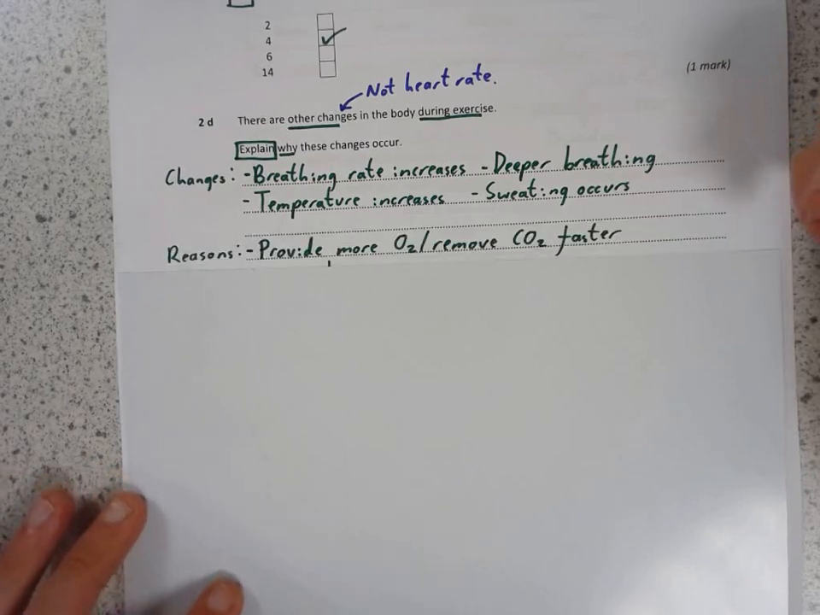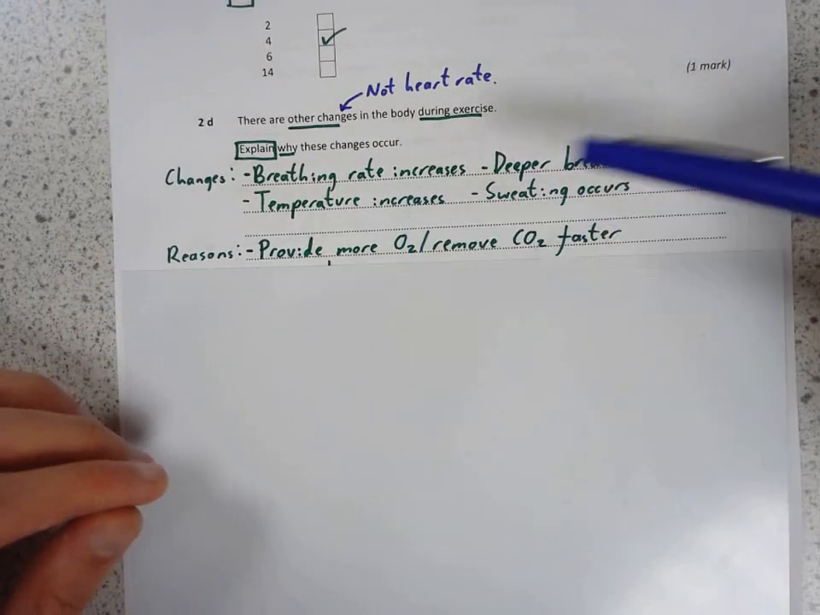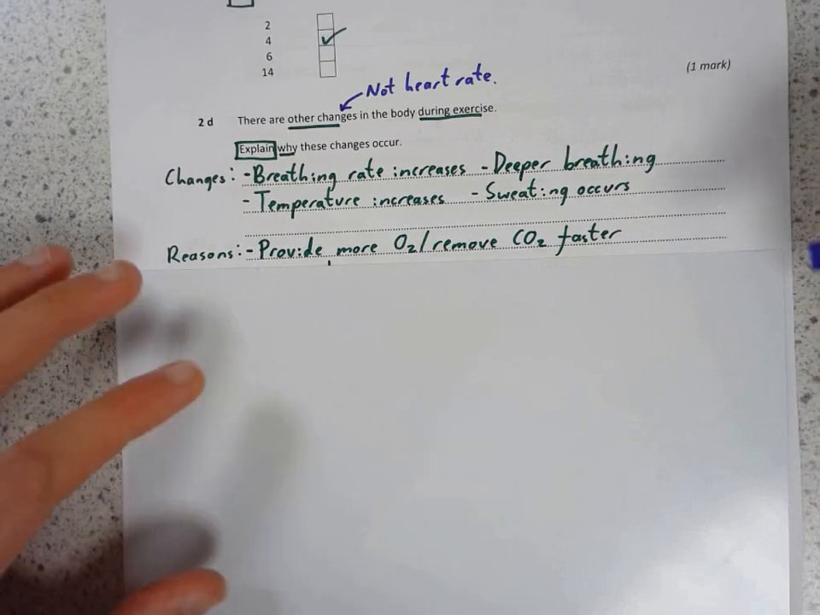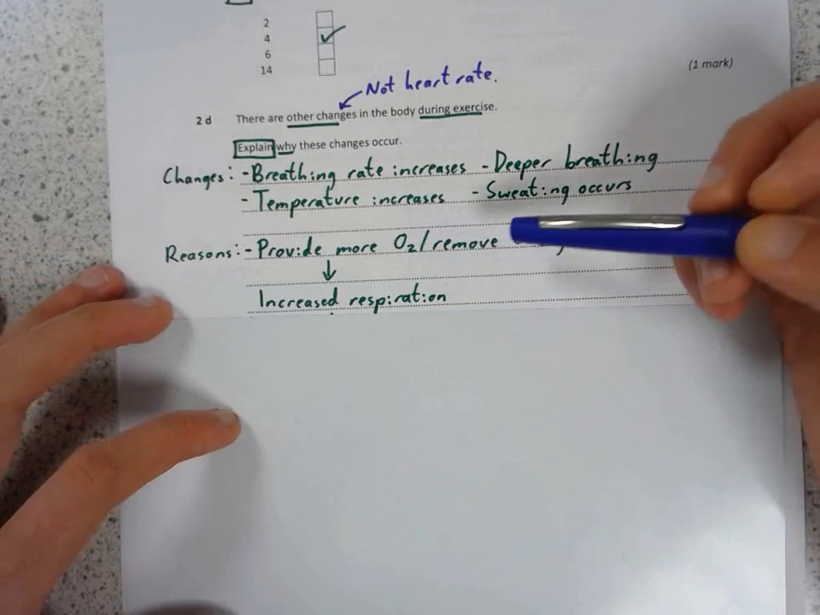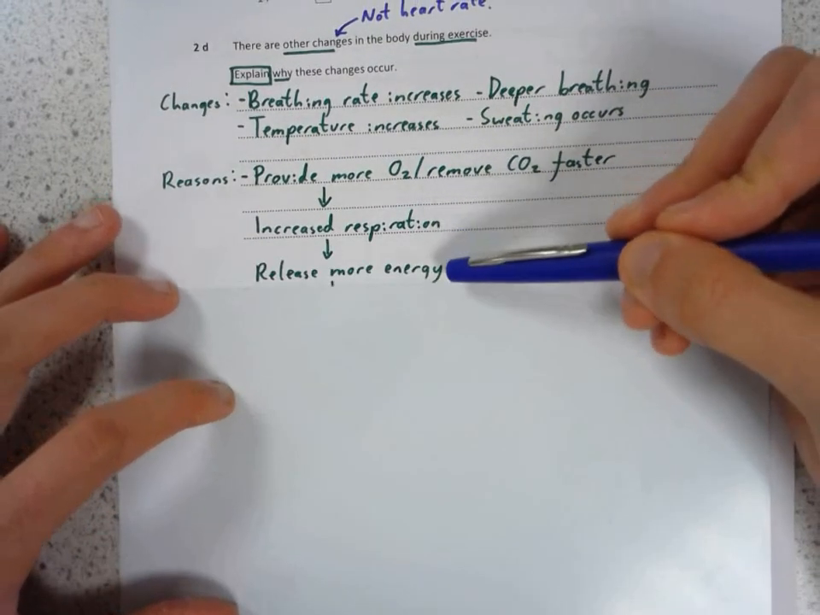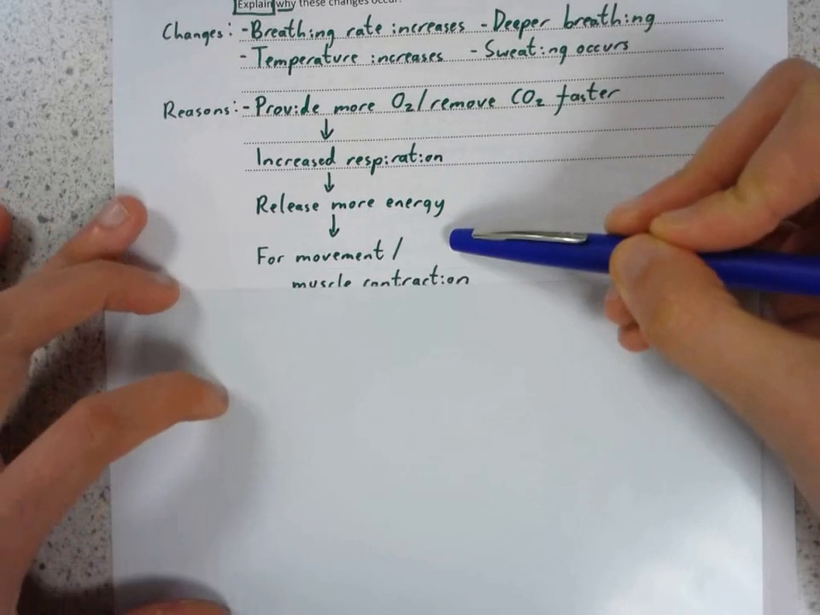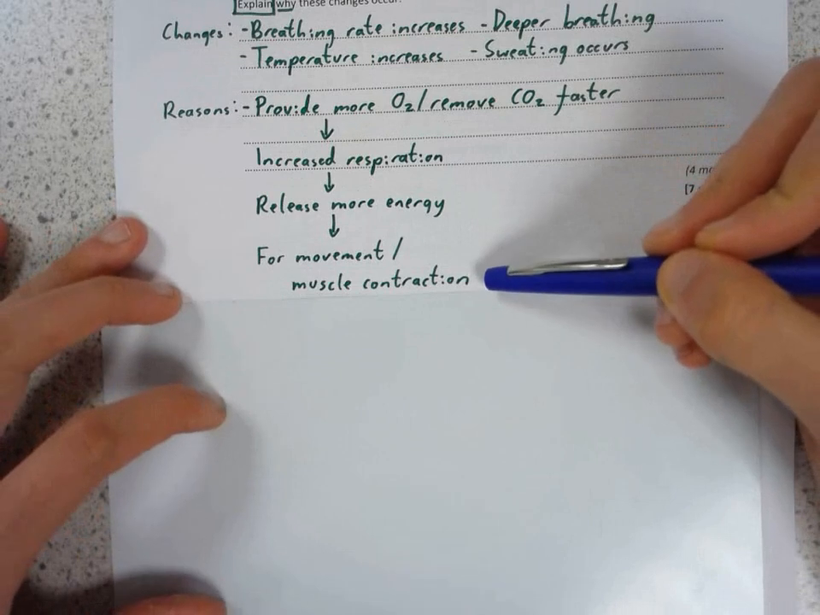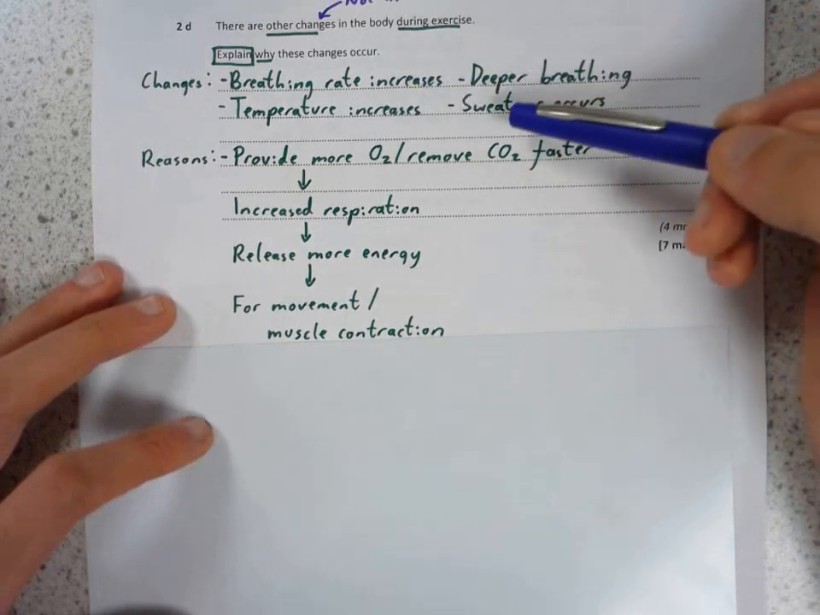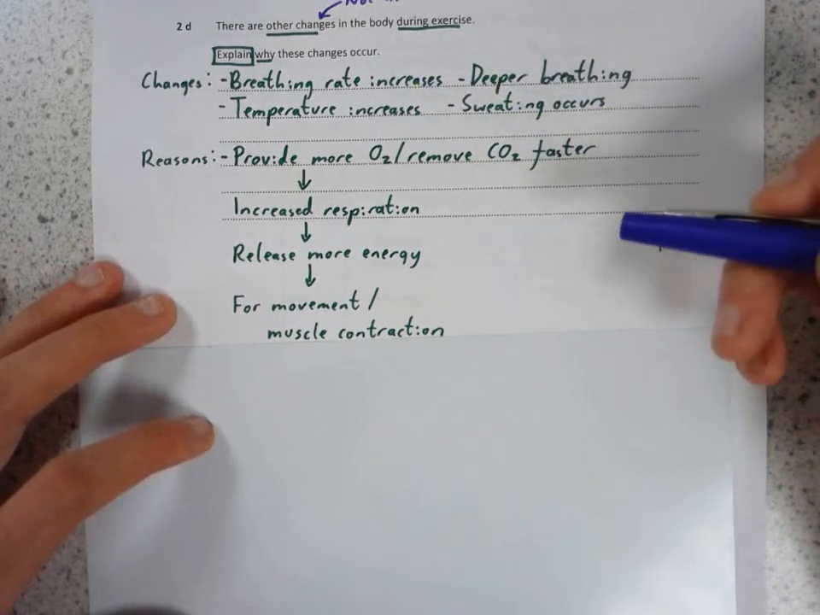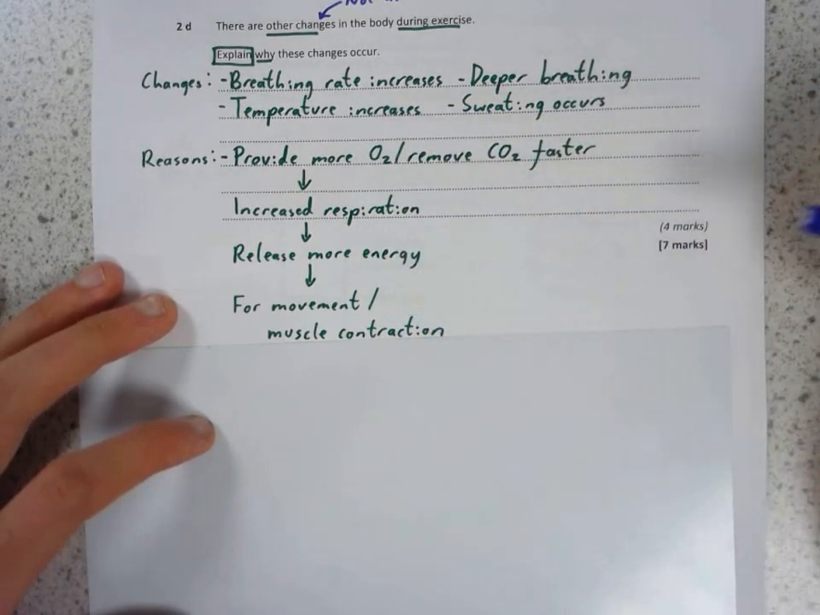Now the reasons why this happens, well, one is to increase the rate of gas exchange, so to provide more oxygen or to remove carbon dioxide faster from your body. By providing more oxygen, you increase the rate of respiration. By increasing the rate of respiration, you release more energy into your cells, and that energy is used for movement, or we could say muscle contraction. You get 4 marks if you've said 2 of these points about ways in which your body is changing during exercise, and 2 of these explanation points as well for your 4 marks there.